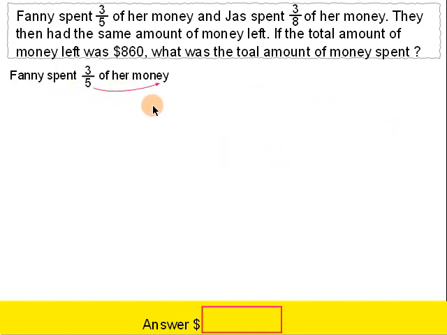Firstly, according to the fractions, Fanny spent 3/5 of her money. That means to say Fanny had a total of 5 units of money. She spent 3 units and left with 2 units. Alright? Spent 3 units, left with 2 units, total 5 units.